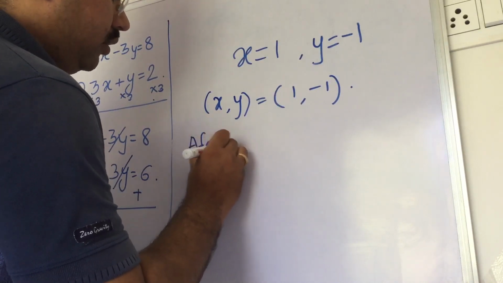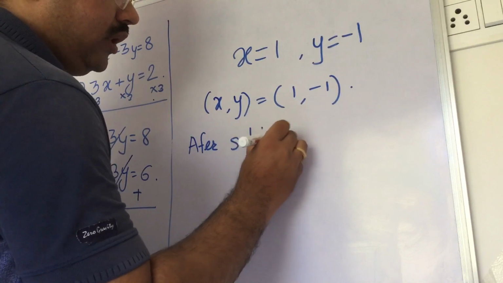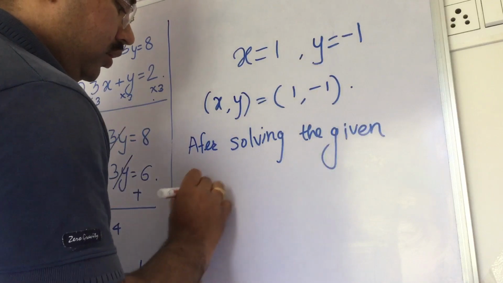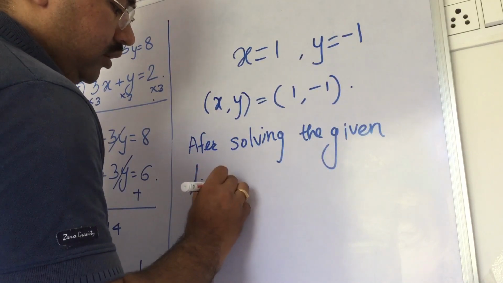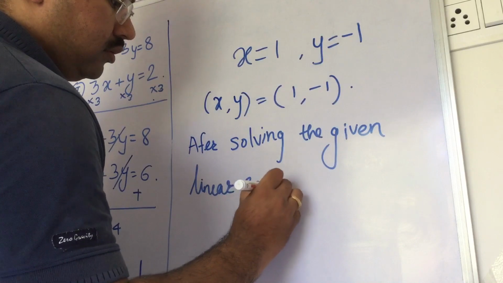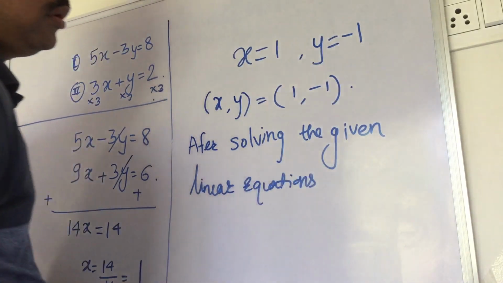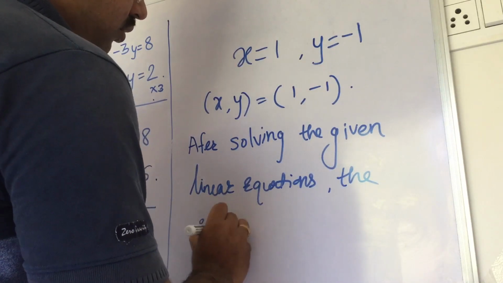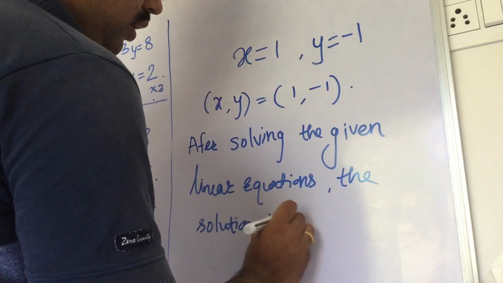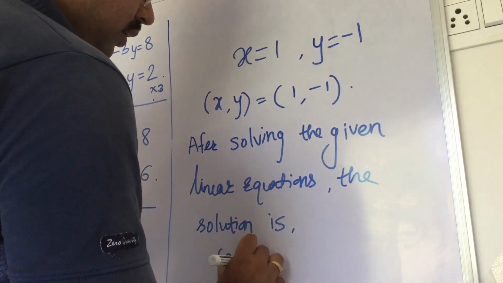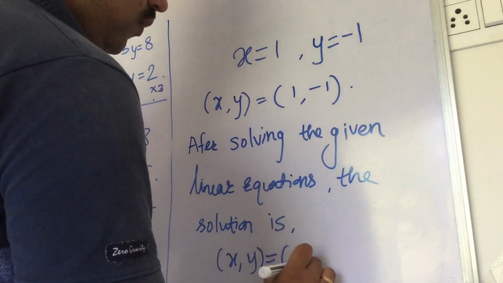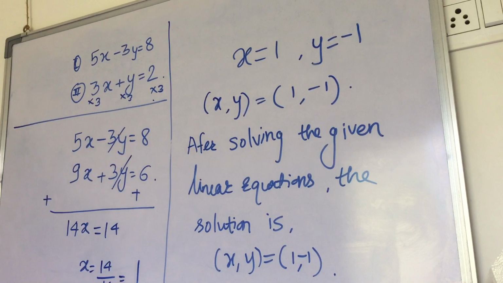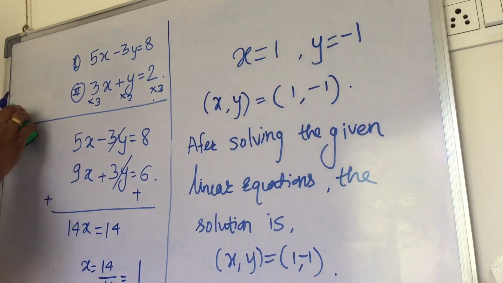after solving the given linear equations, the solution is (x, y) equals (1, -1). If you write this way in the exam, you will definitely get full marks.